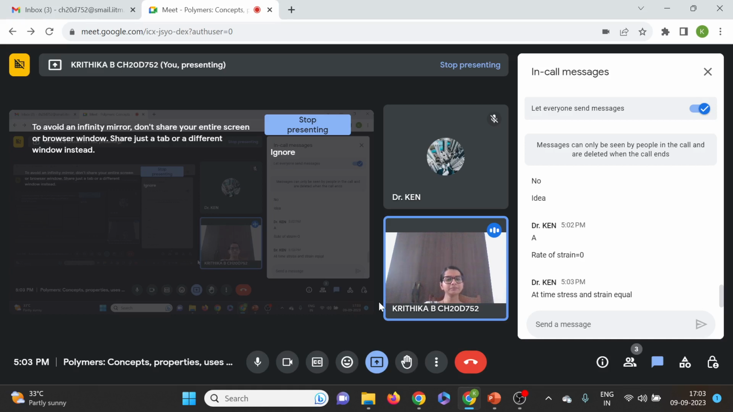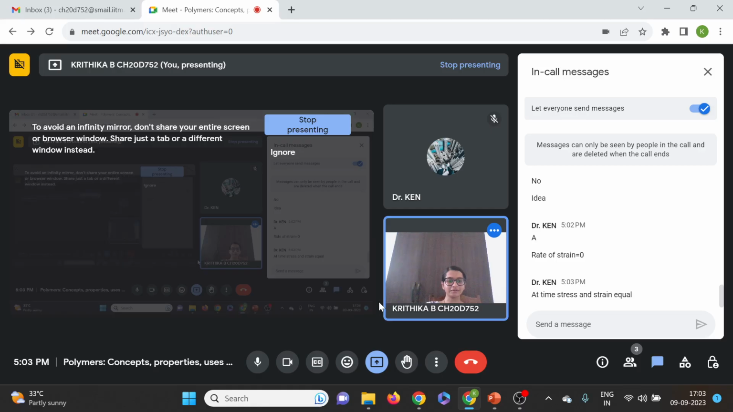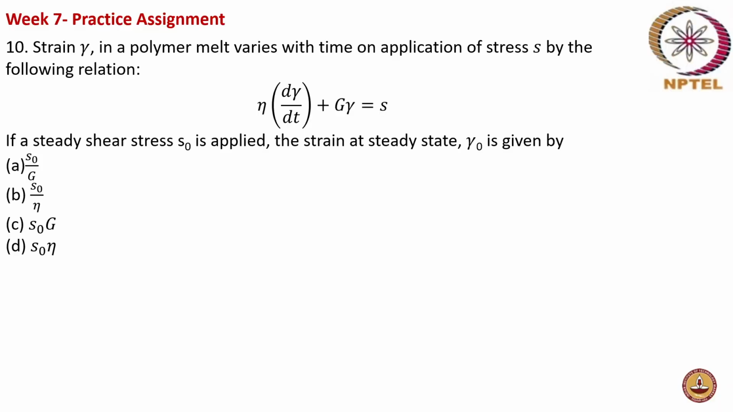At what time is stress and strain equal? Okay, let's proceed. Actually, your assumption is right. Rate of strain is equal to 0. But the hint for that is that they have given strain at steady state.